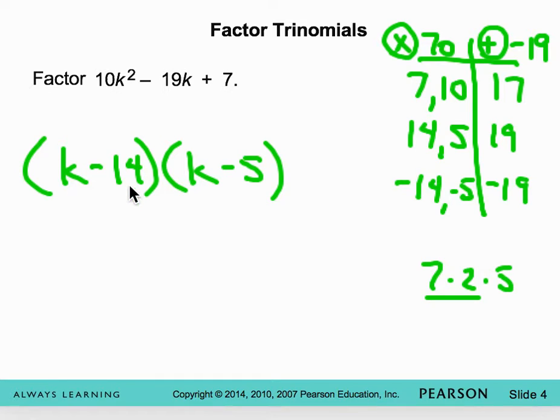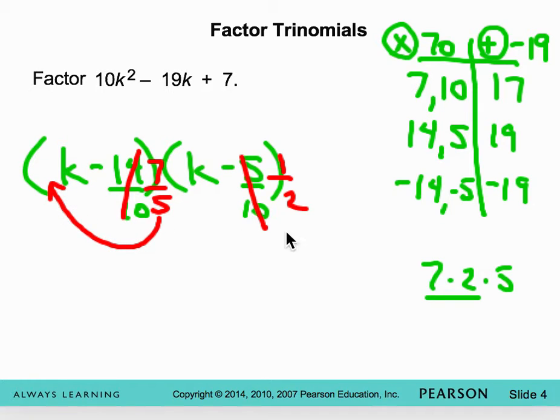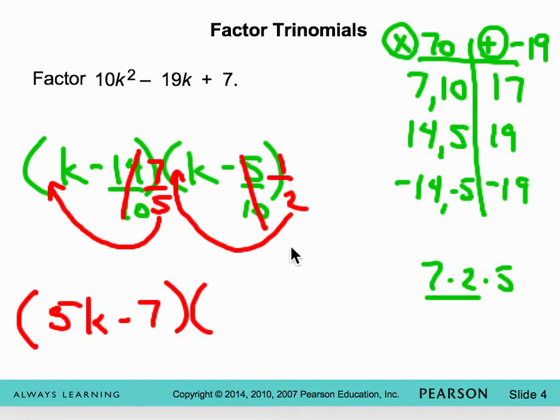We just cannot forget to divide by that 10. And simplify those fractions. They're both divisible by 2. So that would leave 7/5 or 1/2. The denominator moves to this position to give us 5k minus 7 and 2k minus 1. Cool.